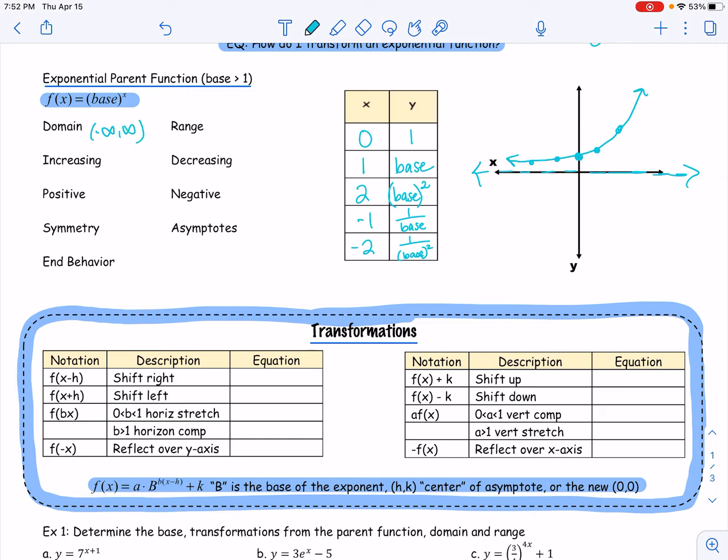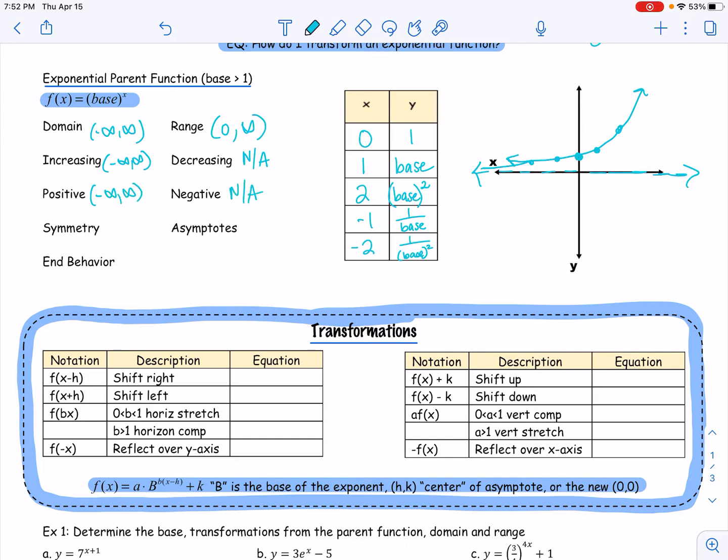Range, obviously the y values from bottom to top. The lowest y value that we're going to be getting here is 0, but remember we don't include that value. We're going to get closer and closer to 0 without touching, and then obviously all the way to infinity. Where is this graph increasing from left to right? The entire thing. Where is it decreasing? Nowhere. Where is it positive from left to right? The entire thing is. Where is it negative?